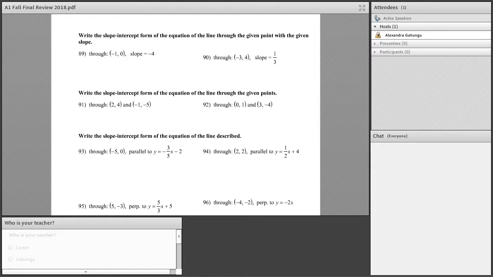Slope-intercept form, but we are given a point and a slope. So we want to eventually get to y equals mx plus b, but we aren't there just yet. We are given a point and a slope, so we go into point-slope form first. So it's y minus y1 is equal to m times x minus x1. So that's where we want to start.